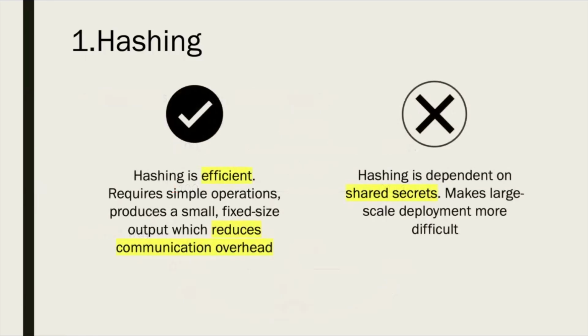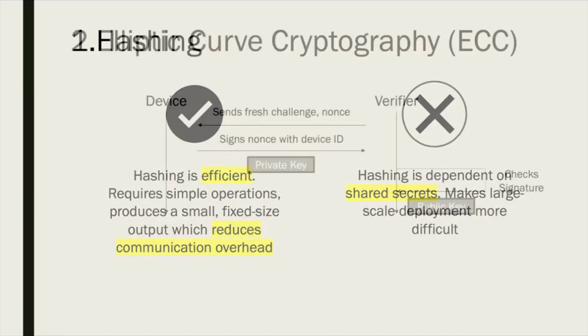The main benefit of hashing is its efficiency. Hashing requires relatively simple operations and is much cheaper than public key cryptography. It also produces a small fixed-size output, which reduces communication overhead. This makes hashing highly suitable for constrained IoT devices. On the other hand, hashing usually depends on shared secrets, which means the communicating parties must already share key material beforehand. This can make large-scale deployment and key management more difficult.